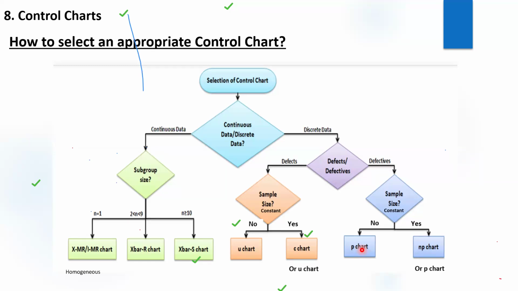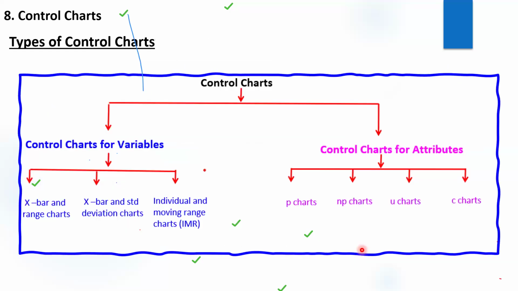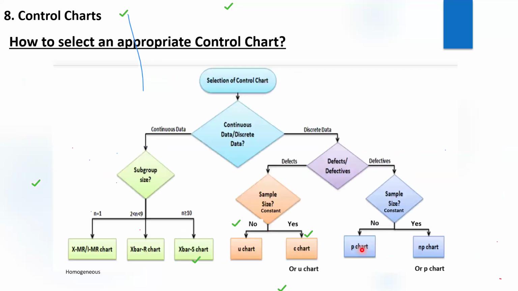Have you understood the subgroup size and sample size concept? Yes. Have you identified the elements of the control chart: center line, UCL, LCL? Yes, sir. Answer is clear. So control point and special cause should be clear, and then the variable type and attribute type should be clear. Subgroup size is varying, then when 2 to 9 use this chart. So these are called subgroup size, and this is called continuous and discrete. So how to select a control chart? This is the graph. Normally we cover this in Six Sigma.